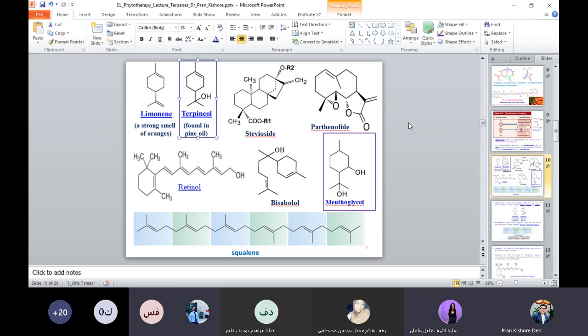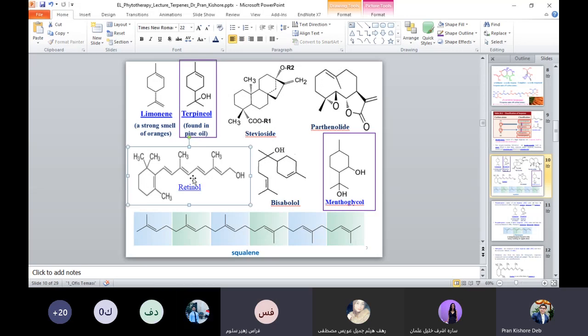There are two, stevioside and retinol. How many? Are you sure? Yes, they are diterpenoids. Retinol is a diterpenoid, right? And stevioside, is it a diterpenoid? Are you sure? Yes, 20 carbons and oxygen.